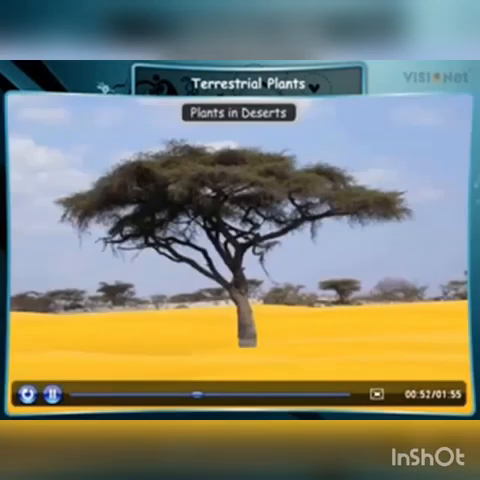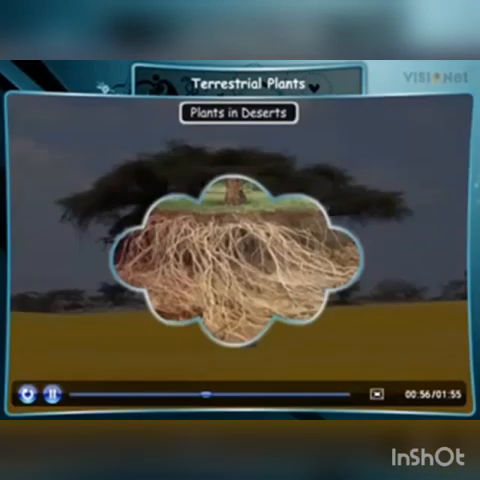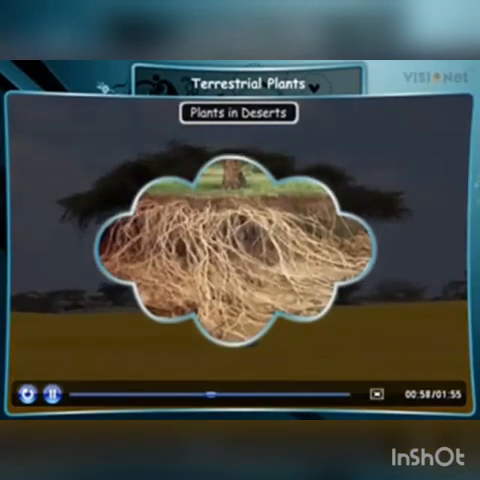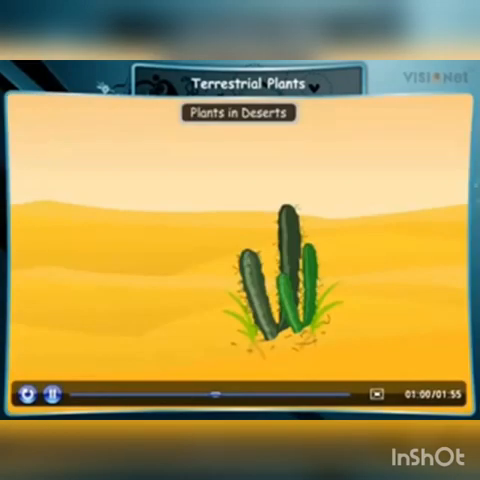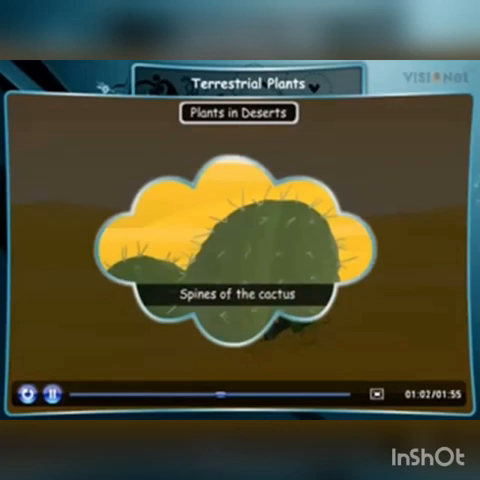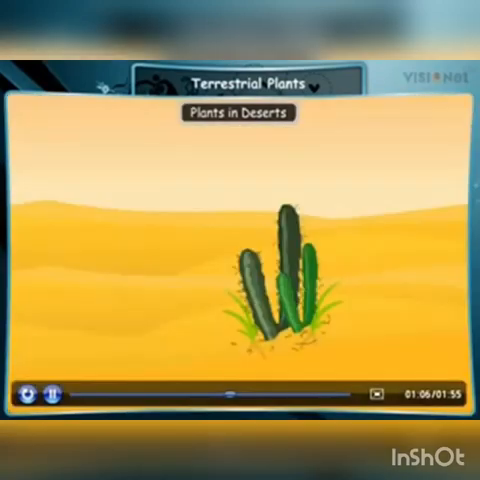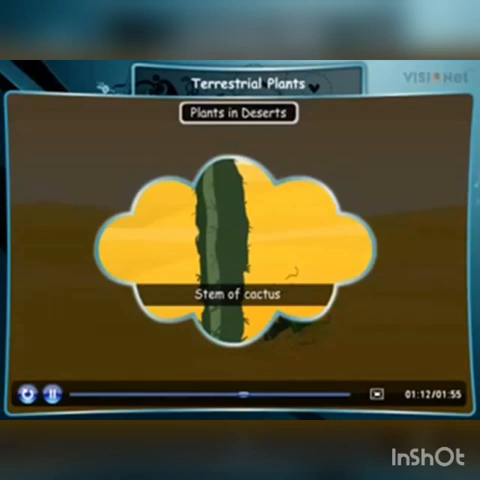These plants grow in sandy land. Since the water is in fewer amounts, their roots are well developed to reach the water level deep in the soil. Its leaves are modified into spines. Can you tell me why? To prevent the loss of water by transpiration. The stem stores water and performs photosynthesis.